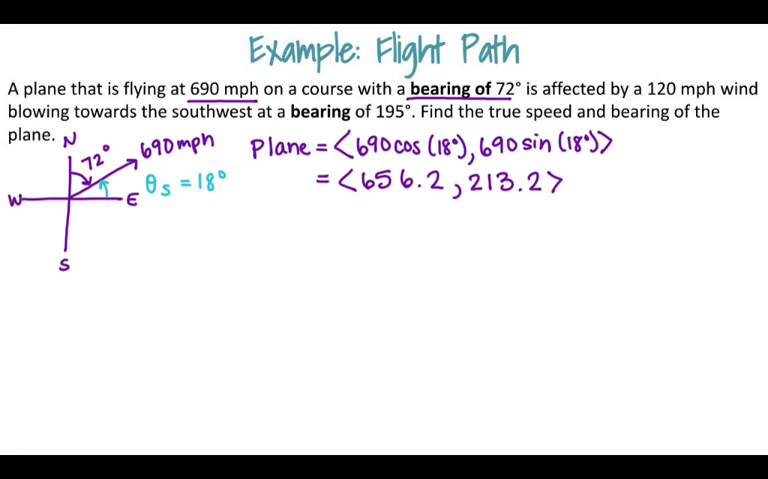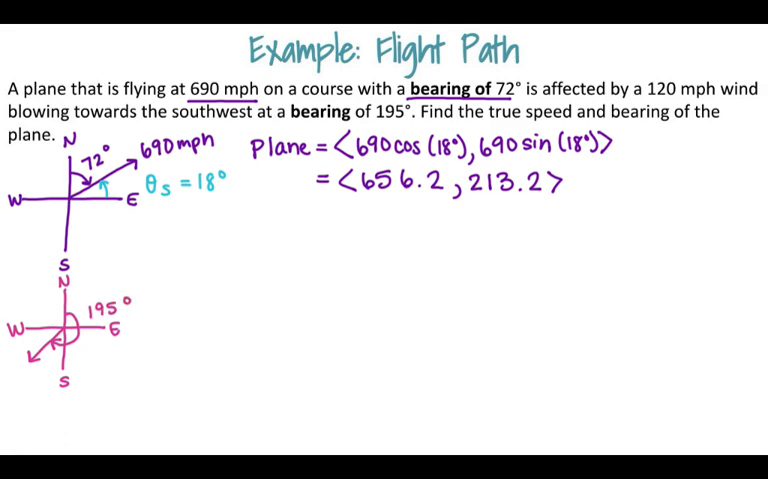Okay, so let's talk about the wind. Again, I'm going to sketch a vector diagram that represents the wind. So it is blowing southwest. I'm going to label so I know where southwest is. It is heading southwest at a bearing of 195 degrees, which puts me in the third quadrant. So I'm going to draw my angle in the third quadrant. And this measure is my bearing, which is 195 degrees.